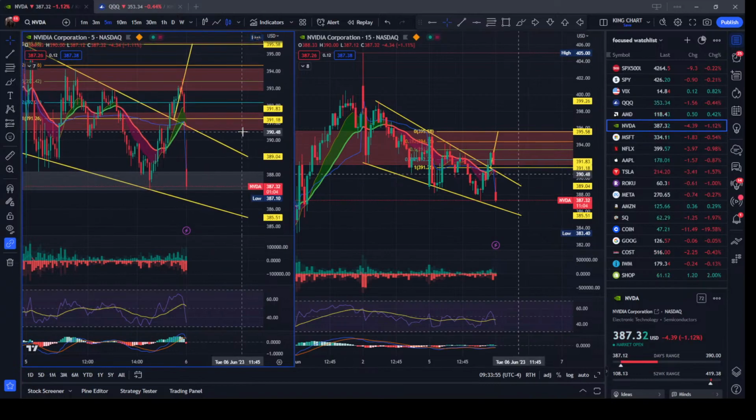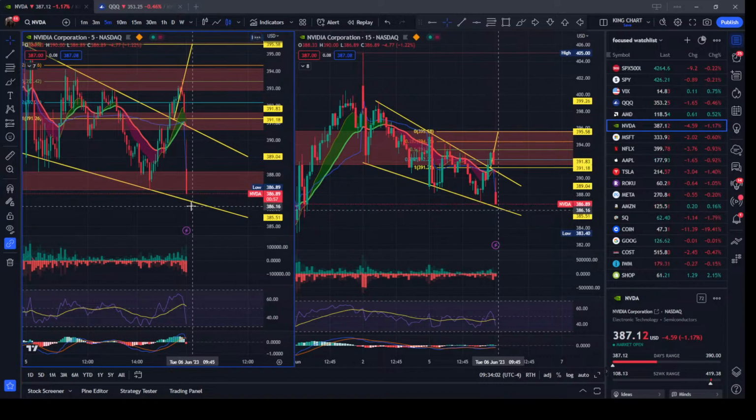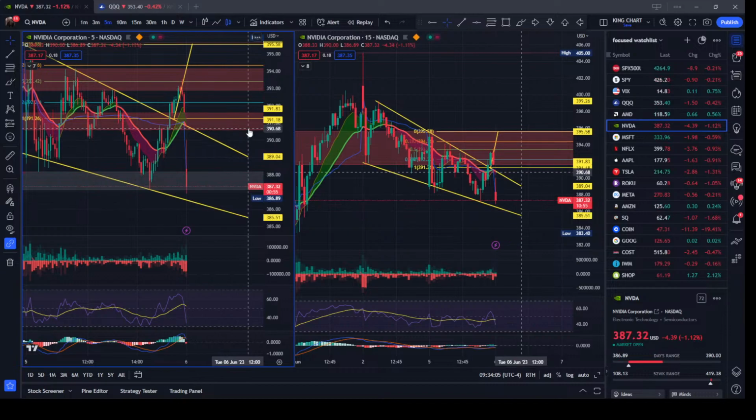Let's see here, NVIDIA is dying. Yeah, let's see if we can get a bounce here at the bottom. Let's see.